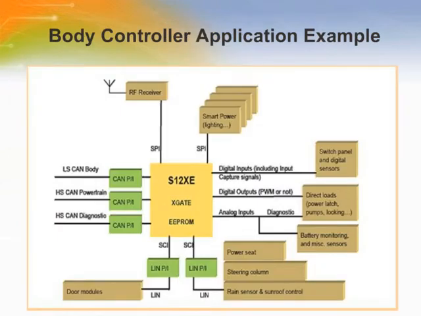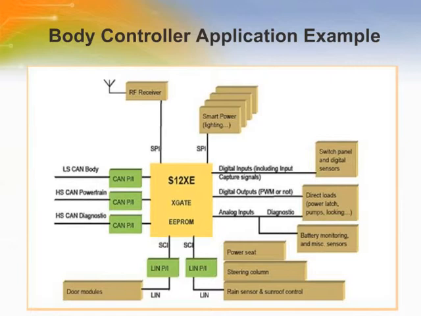In this example, the MC9S12XE is implementing the features of a typical car body controller application. The module interfaces with the main CAN buses distributed in the car using the on-chip MSCAN module, whereas the LIN bus communicates with functions local to the body controller.